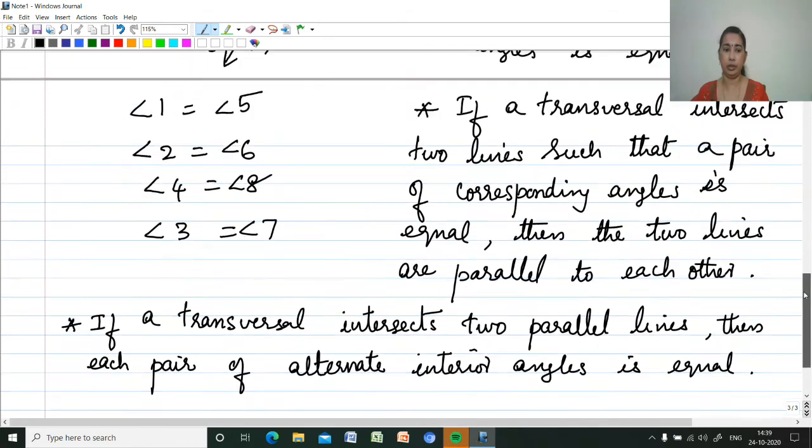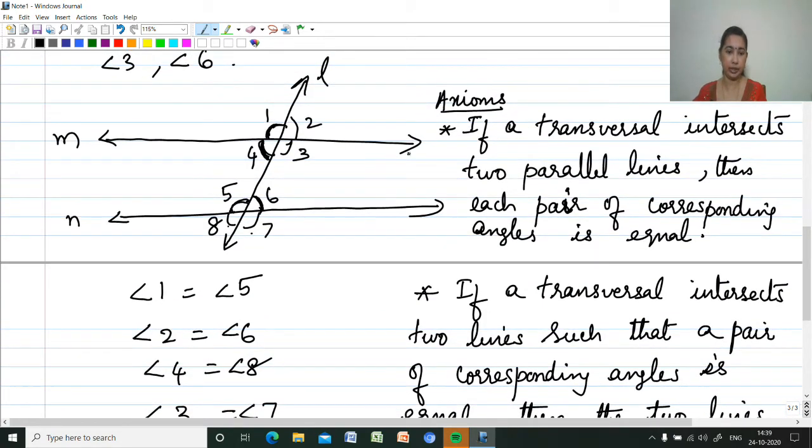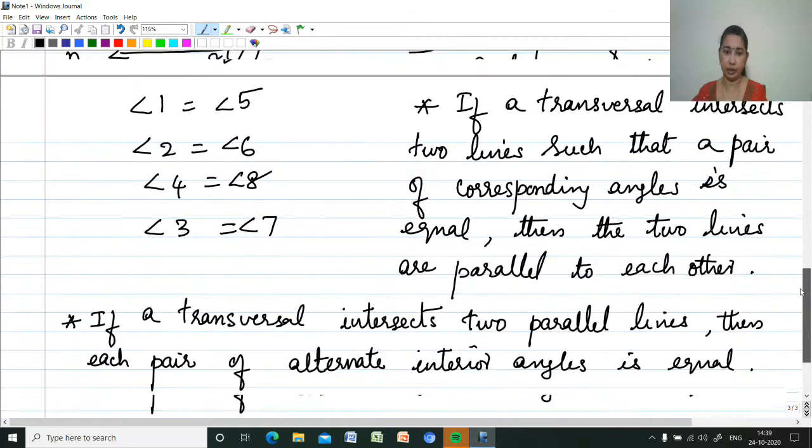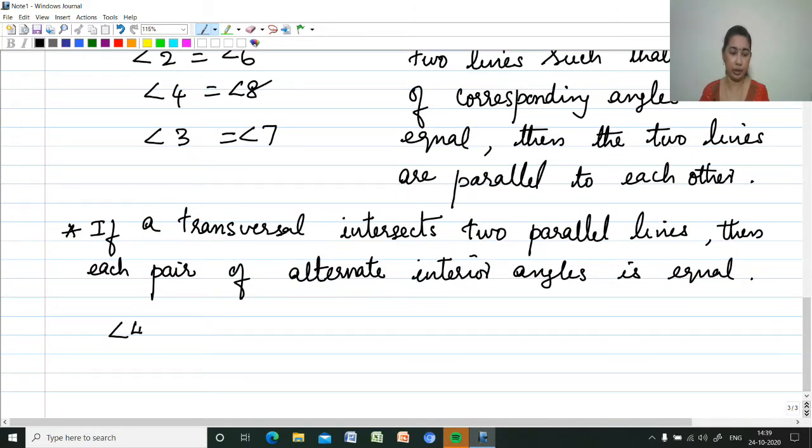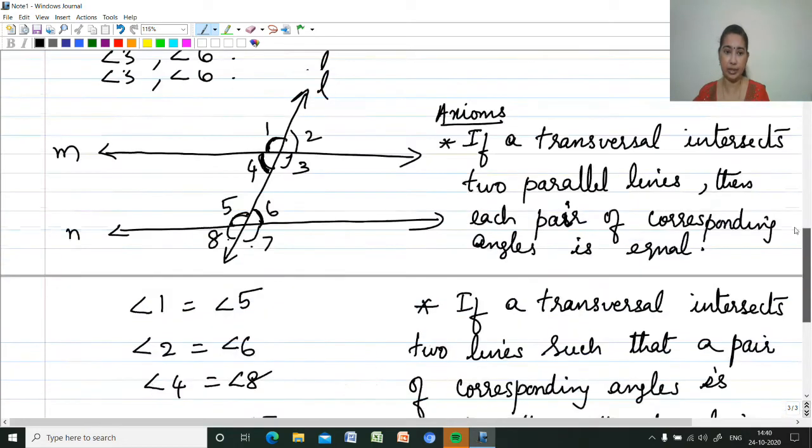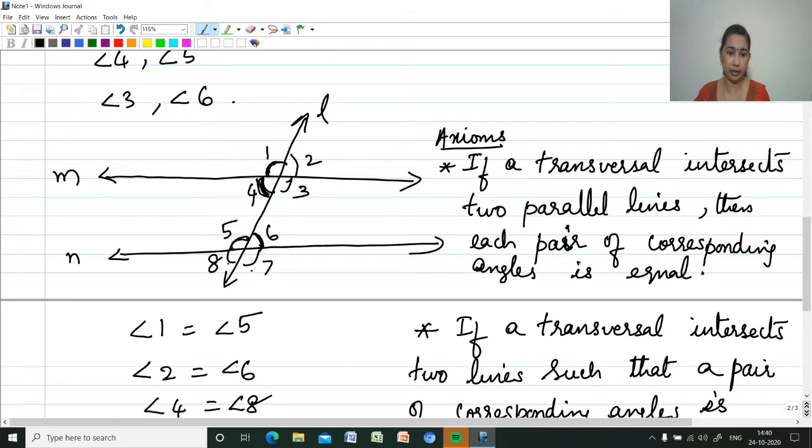So according to this figure, which are the alternate interior angles? Angle 4 is equal to angle 6 and angle 3 is equal to angle 5. So if two lines are parallel and a transversal intersects those two parallel lines, then the alternate interior angles will be equal, that is angle 4 equal to angle 6, and angle 3 is equal to angle 5.